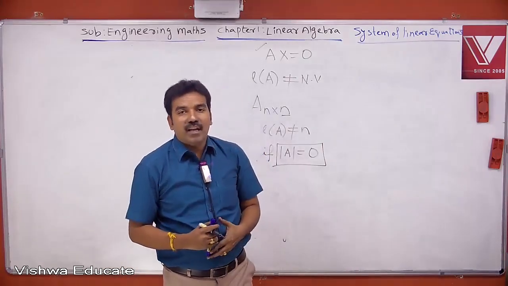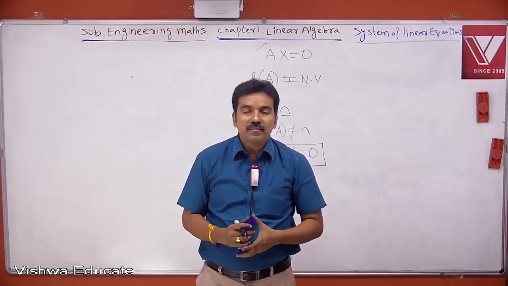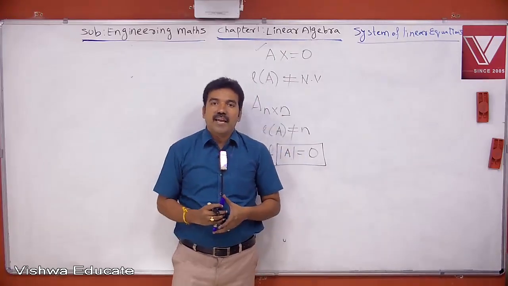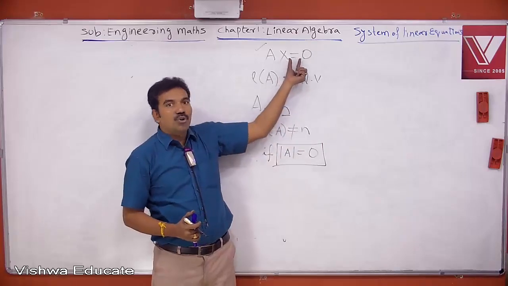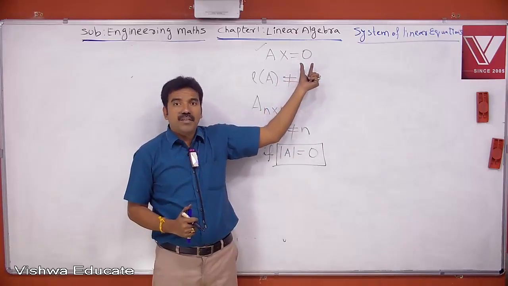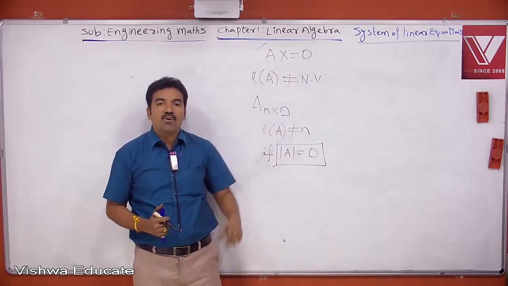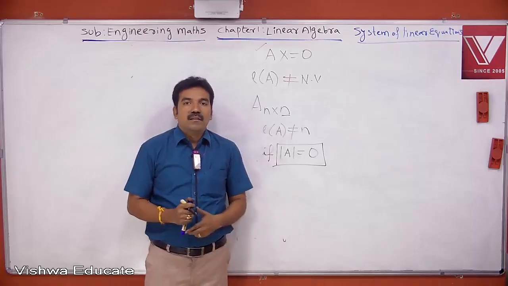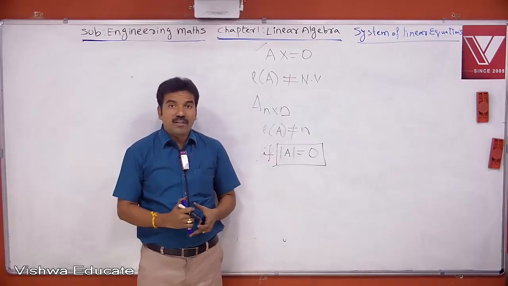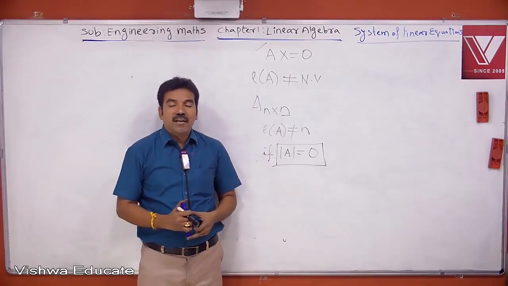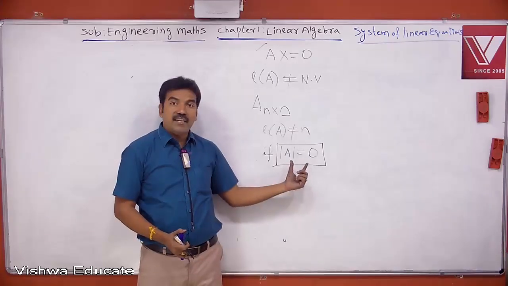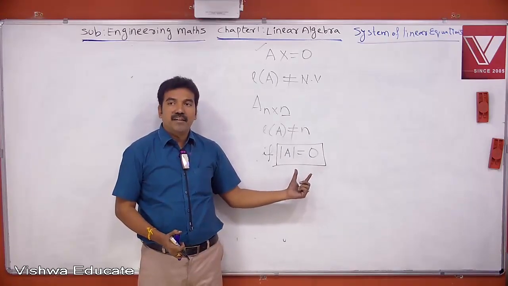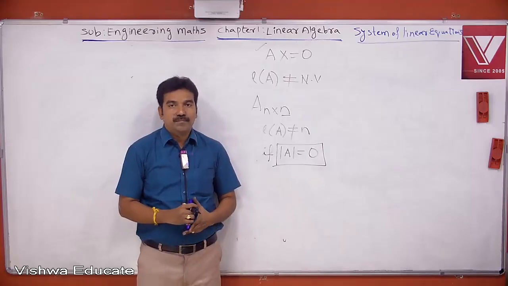If A is an n cross n matrix, then Ax equal to O has a non-trivial solution if det A equal to 0.